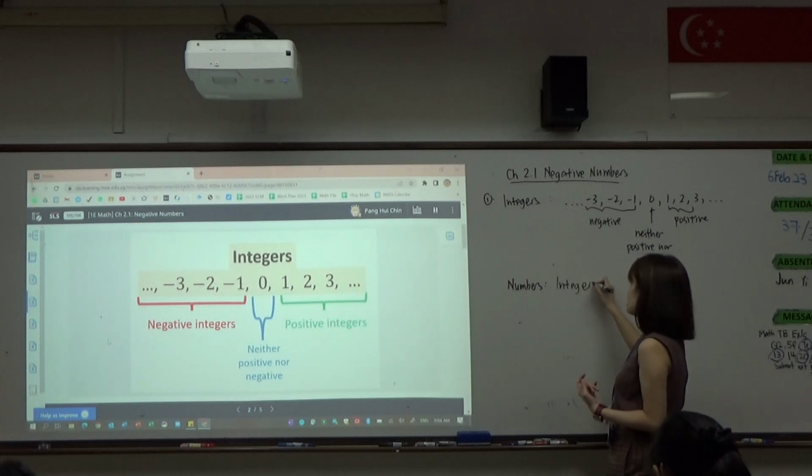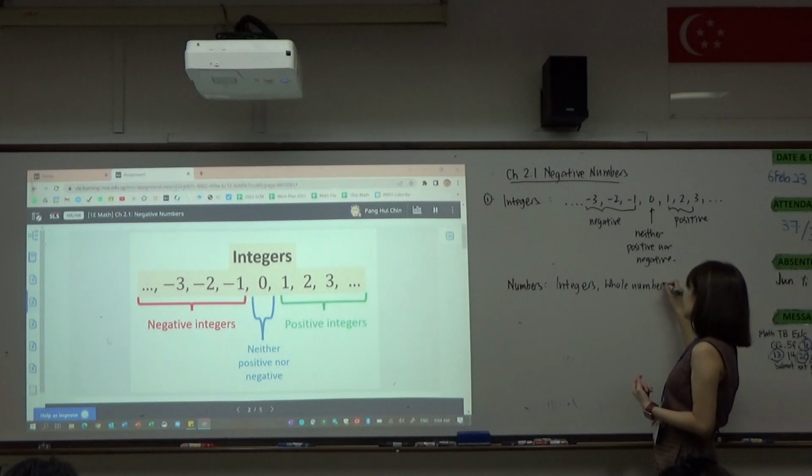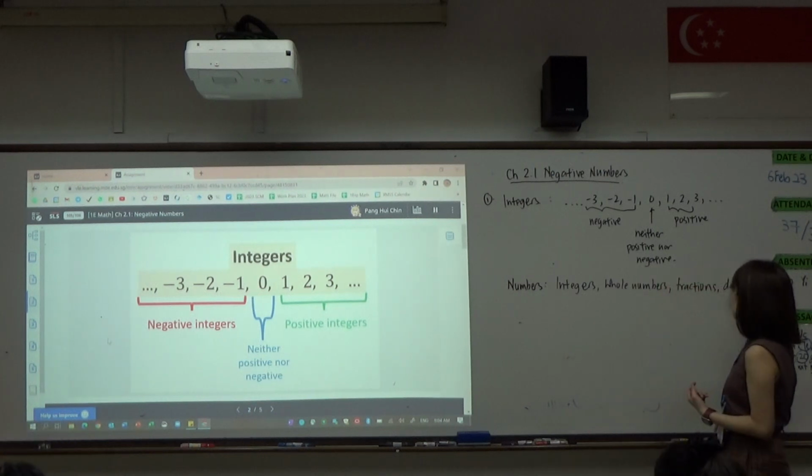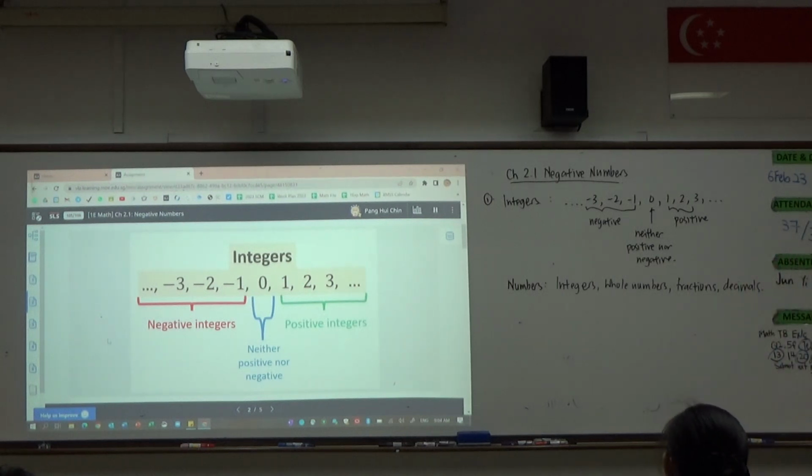So loosely, to summarize what numbers are: your integers are numbers, whole numbers are of course numbers, fractions, decimals, basically everything. That's what we recognize as numbers.